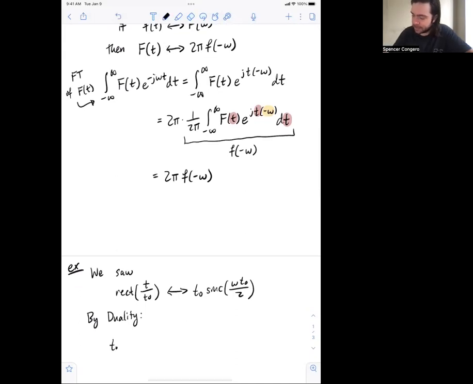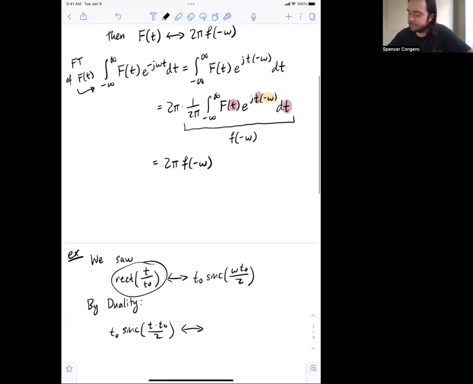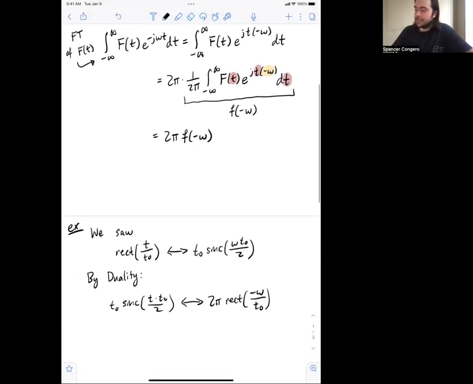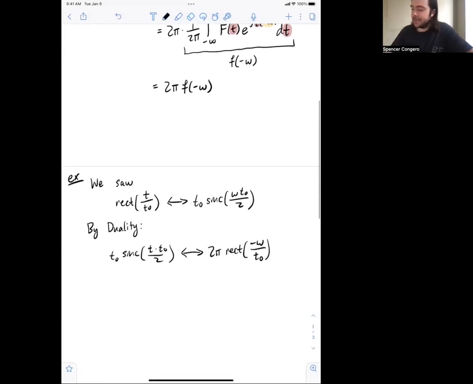What do I get? Well, t naught, that's just a constant. And then I get sinc of t times t naught over 2. I just plugged in t instead of omega. And that Fourier transform has to be this function of negative omega times 2 pi. So we're going to get 2 pi rect of negative omega over t naught. Okay. And duality says that is a valid Fourier transform pair.